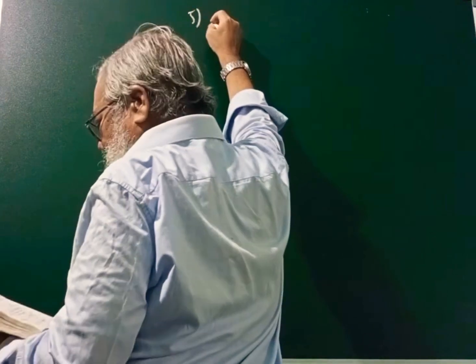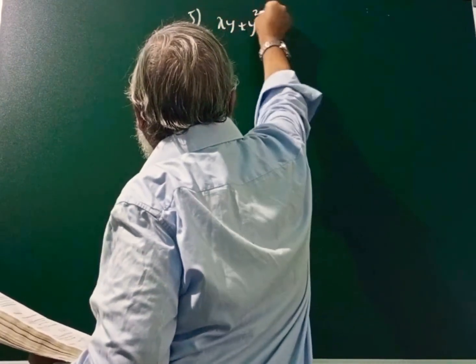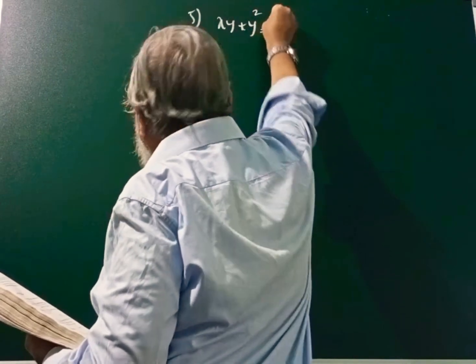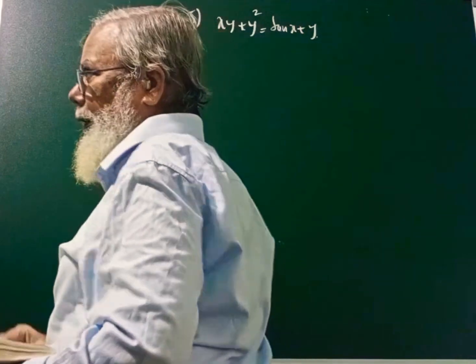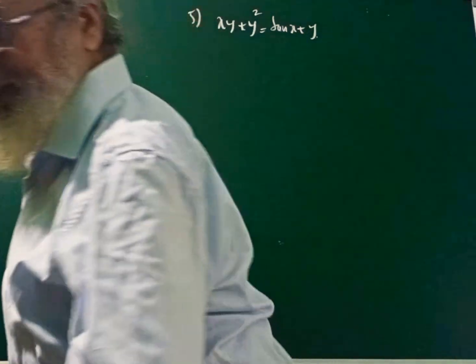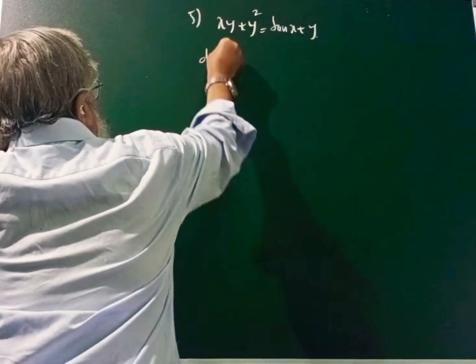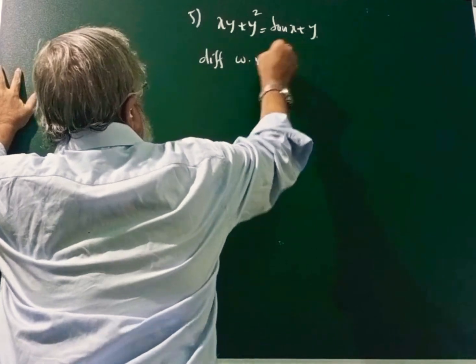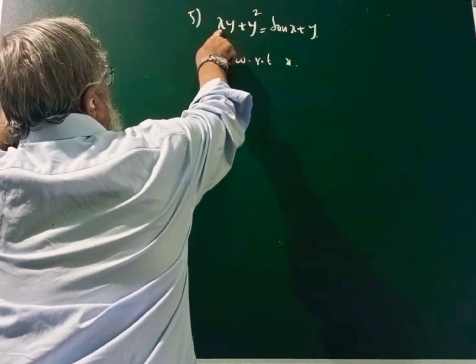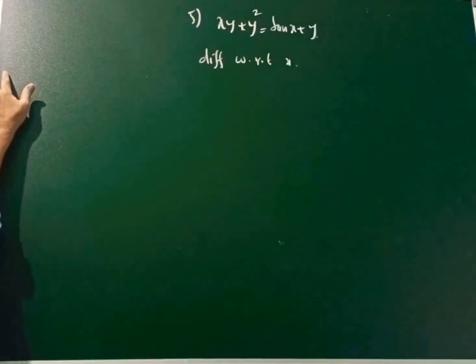Find dy by dx. xy plus y square is equal to tan x plus y. Now we have to find out dy by dx. Here, differentiate with respect to x. Now you see here, x into y is a product of two functions. We have to apply the product rule for that.